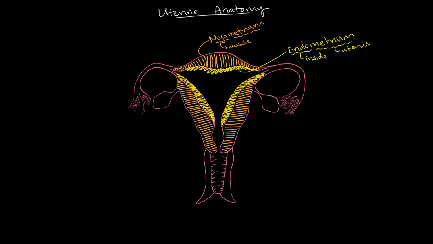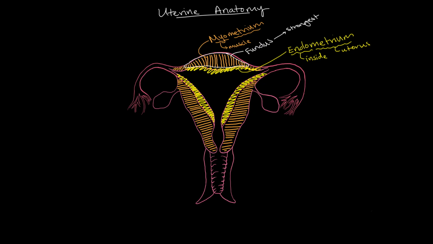The myometrium is the muscle of the uterus, and it's what actually allows it to contract and push the baby out. And then there's one part of the uterus that we'll really highlight, up here. It's the myometrium of the top of the uterus, and this is called the fundus. The fundus of the uterus is the strongest part of the uterus.